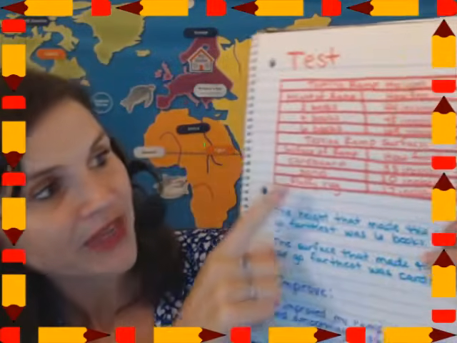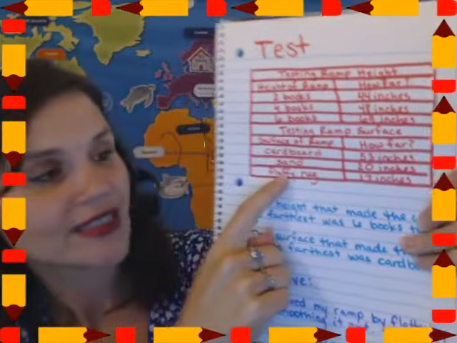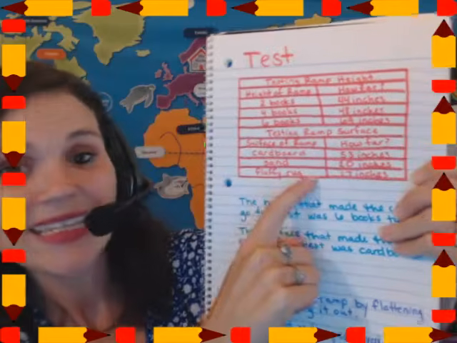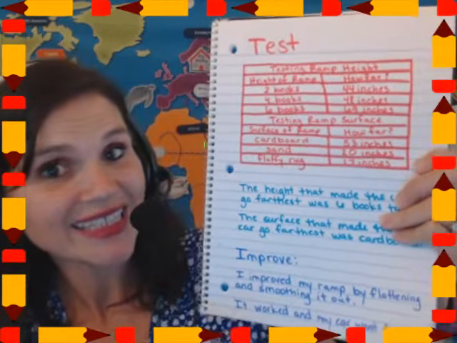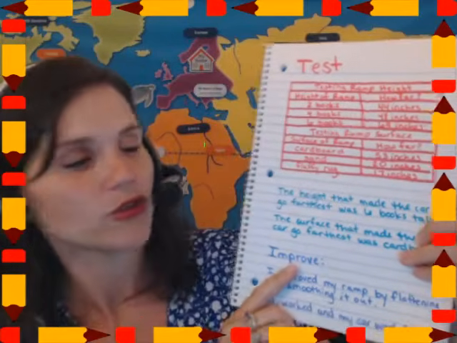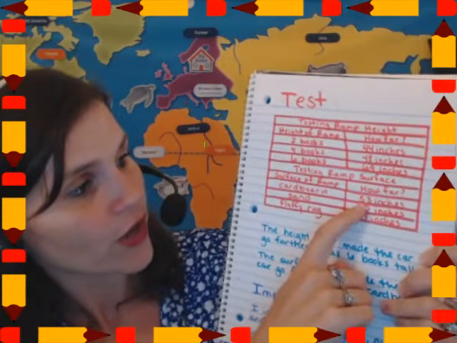Here is where I was testing the surface. I have cardboard for one of my surfaces, sand, and a fluffy rug. So you can see that's different than what was in the lesson, and that's fine. You will record how you test the surface of your ramp. Here's how far the car traveled.